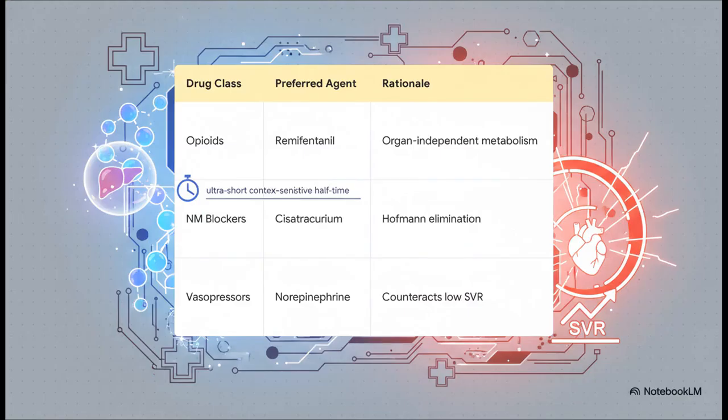Now let's talk drugs. Every choice we make has to be deliberate. The theme here is predictability. In a patient with 0 liver and kidney function, you want drugs that don't rely on those organs for clearance. This is why remifentanil is such a fantastic choice. Its metabolism is organ-independent. Same for neuromuscular blockers. We reach for cisatracurium because its Hofmann elimination in the plasma means its duration of action is predictable regardless of organ function. By making these smart choices, we eliminate huge variables from an already incredibly complex equation.